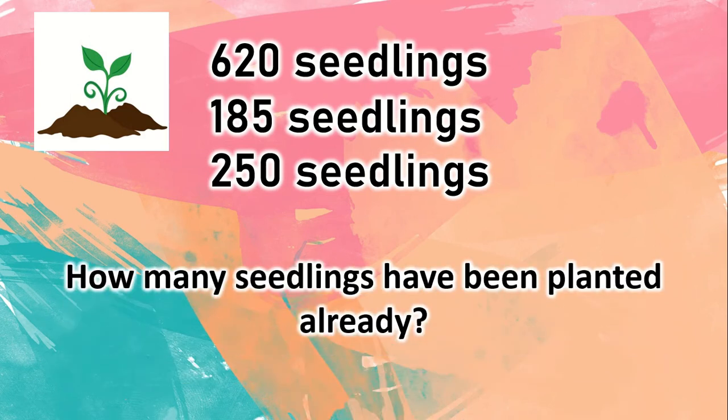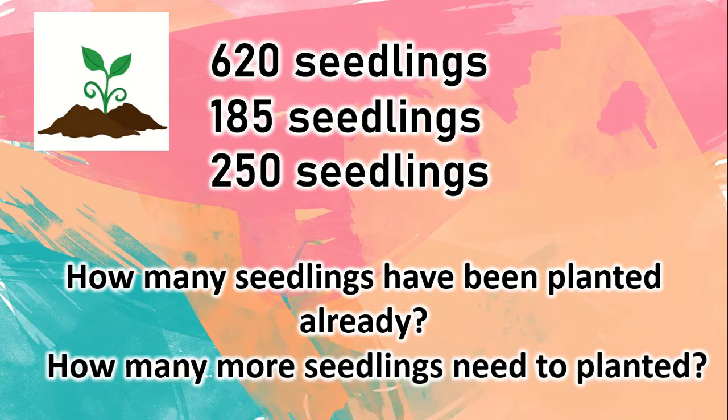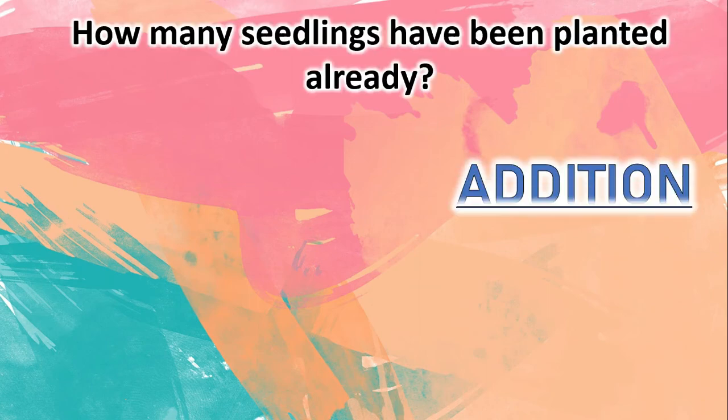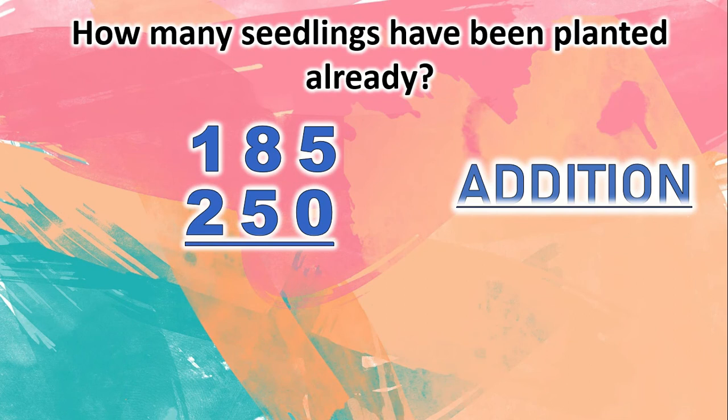And the ask, or the hidden question, is how many seedlings have been planted already and how many more seedlings need to be planted. So there are two asks in the problem. And what are the operations we are going to use? Okay, very good. We have here addition, and for this one is for the addition. How many seedlings have been planted already? If we talk about how many, it talks about addition. And the answer is 185 plus 250. You have to add it first.